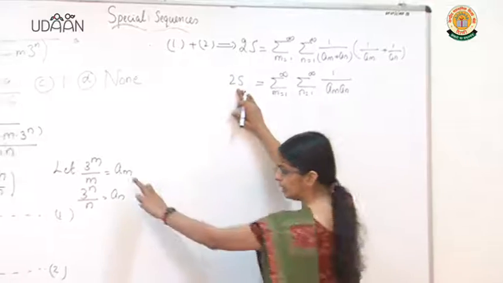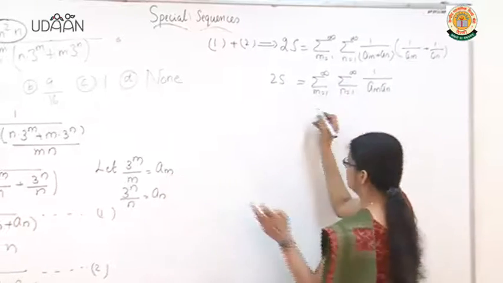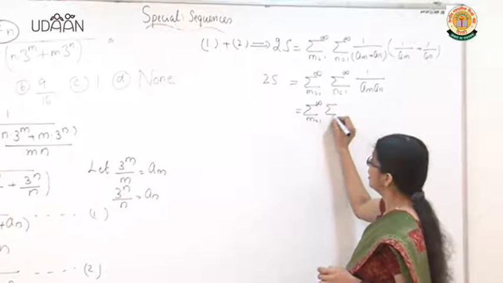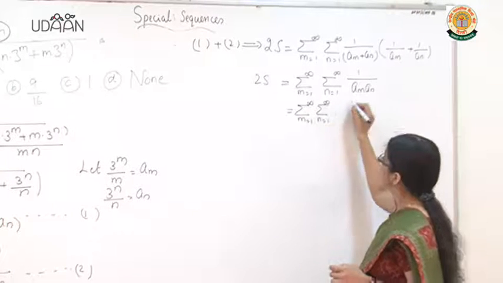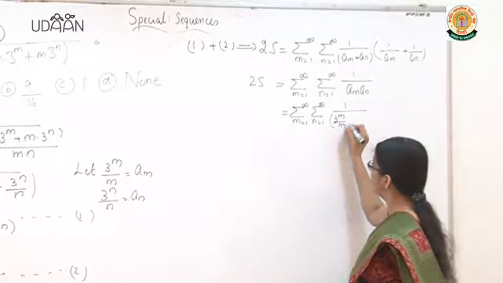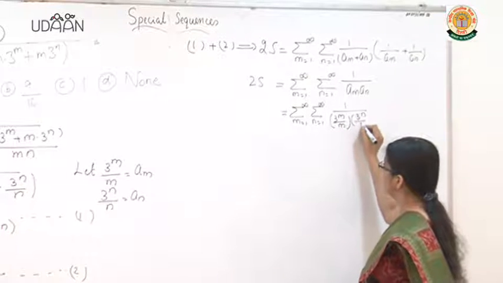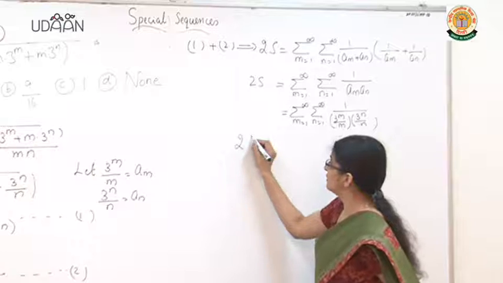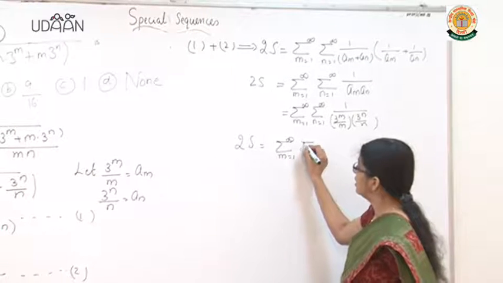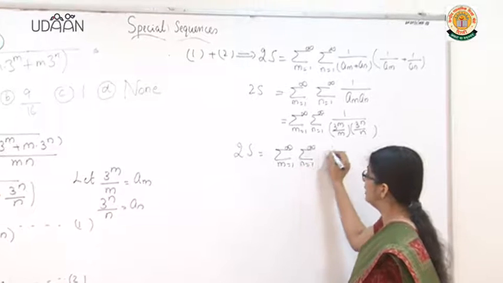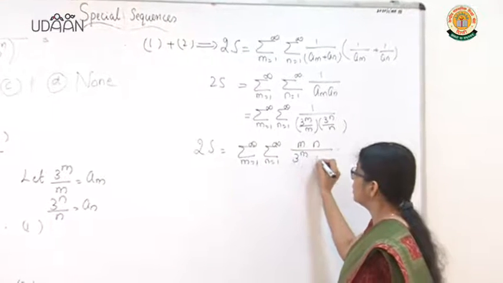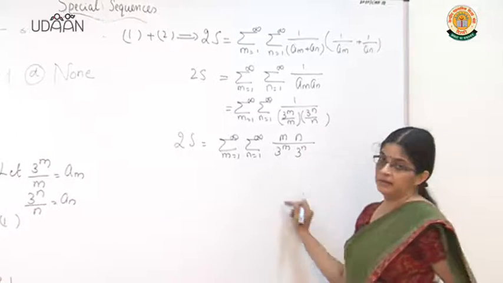Now replace a_m and a_n by their values. Sigma m equal to 1 to infinity, sigma n equal to 1 to infinity, 1 by a_m is 3 power m divided by m, into 3 power n divided by n. So 2S is sigma m equal to 1 to infinity, n equal to 1 to infinity, m n divided by 3 power m into 3 power n.